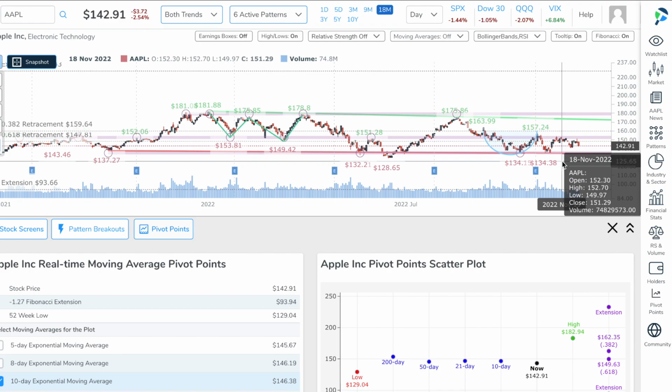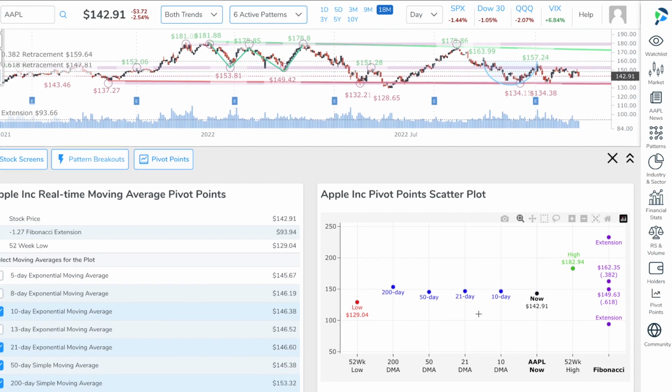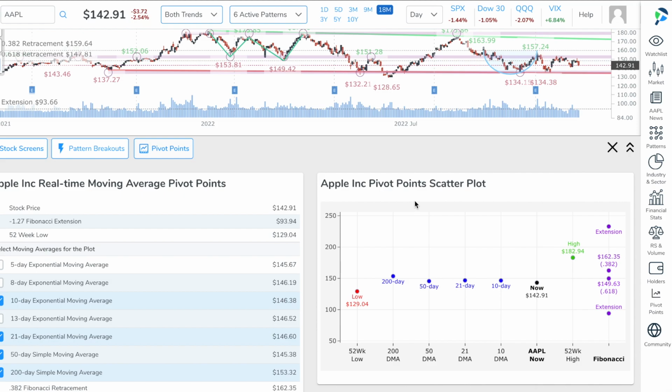Besides the overhead resistance from this band that was drawn algorithmically by the AI software, if we go down to a scatter plot of the pivot points, we are under the 10-day exponential moving average, the 20-day exponential moving average, the 50-day, and the 200-day simple moving average. So we got a lot of overhead resistance as well. If you are buying a calendar spread, if we possibly could move up to these levels, then on expiration we would be not profitable.